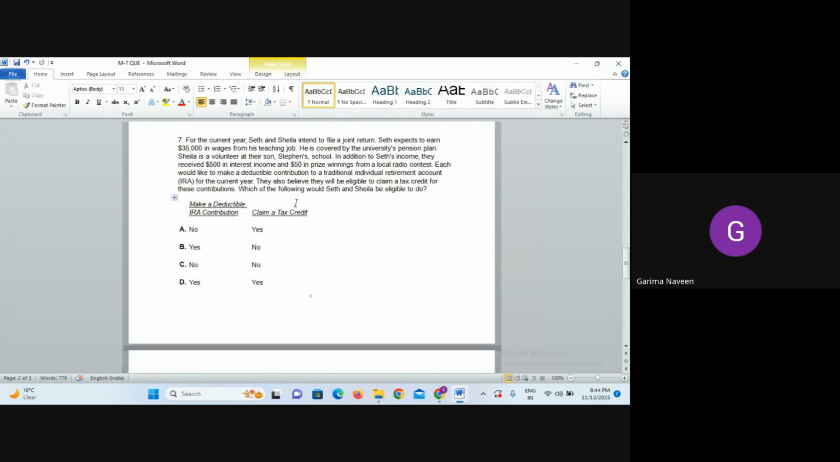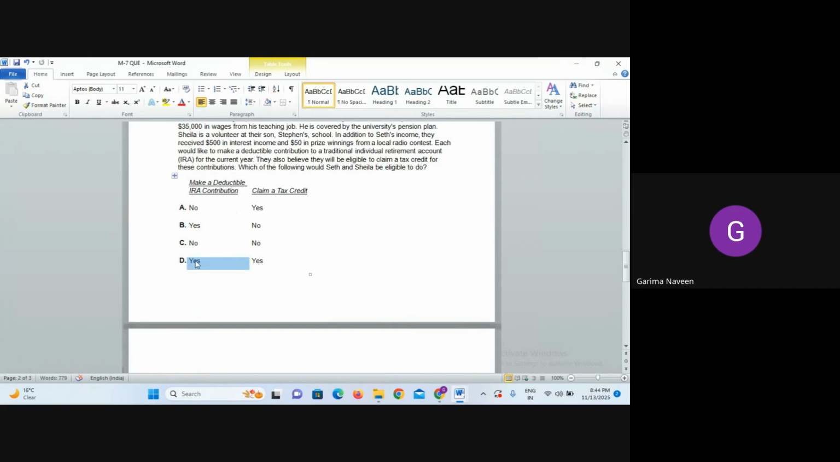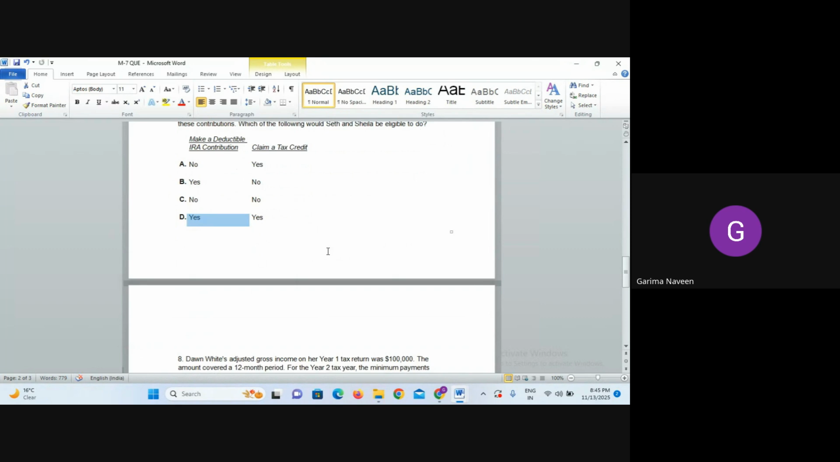So, since they are contributing to the traditional IRA, they can get the deduction, which is an above the line deduction. Also, they have their retirement saving plan. They can also get a tax credit on this amount. So, answer should be D. They can claim both deductible IRA contribution and tax credit.